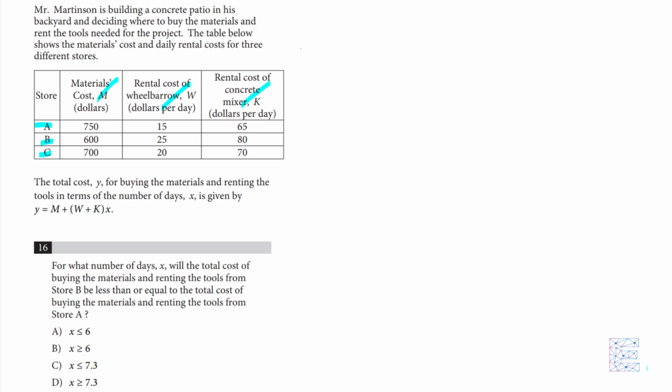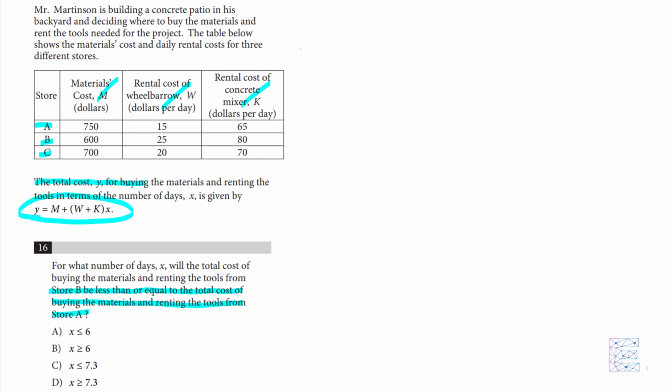Going on to say the total cost, Y, for buying the materials and renting the tools in terms of the number of days X is given by this equation. For what number of days X will the total cost of buying materials and renting the tools from store B be less than or equal to the cost of buying the materials and renting the tools from store A?